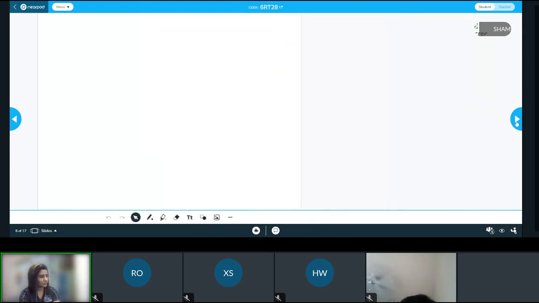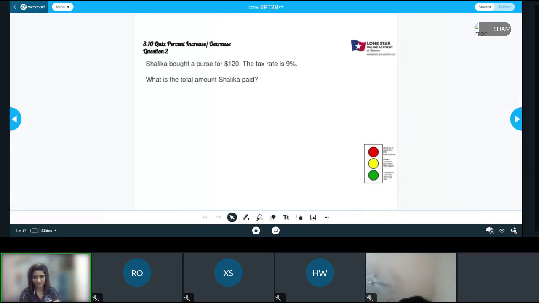Let's look at question 2. Question 2, first variety. Shalika bought a purse for $120. The tax is 9%. What is the total amount Shalika paid? Let's see how you will do this. First of all, I want you to use the chat. Let's do a little waterfall of numbers. Change 9% to a decimal. Everybody in the class should know how much is 9% in decimals.